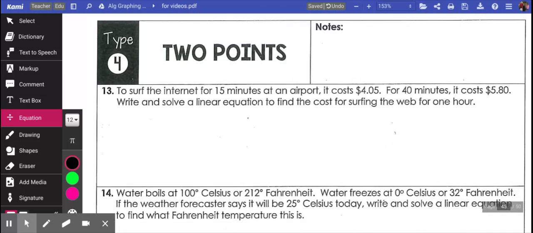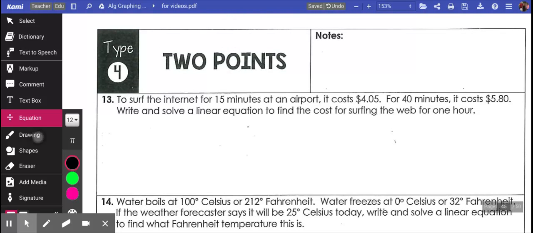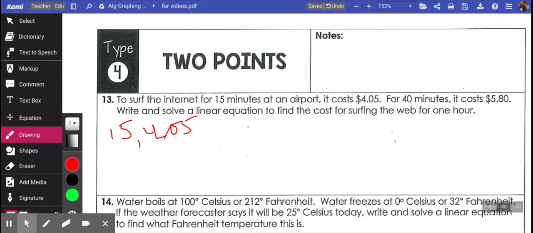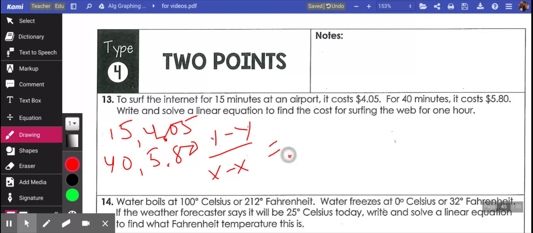So it says to surf the internet for 15 minutes, it costs $4.05. Oops. So that would be one ordered pair: 15 minutes, $4.05. For 40 minutes, it costs $5.80. So it says to write an equation to find the cost for surfing the web for 1 hour. So you need to do y minus y over x minus x to find the slope, which you should get as 7 cents.